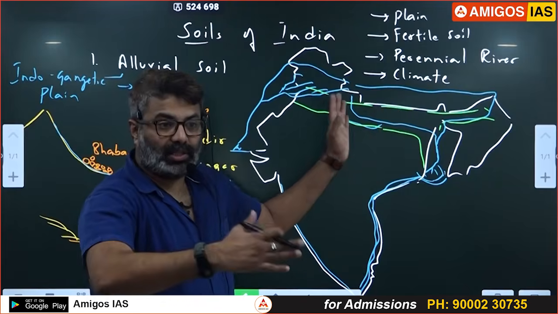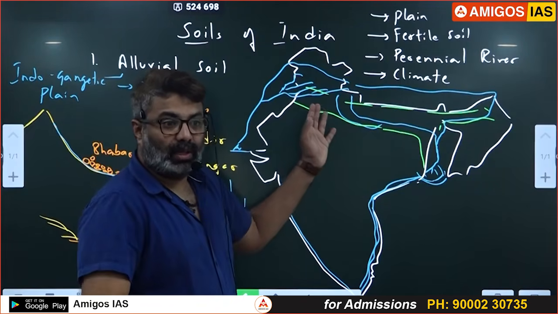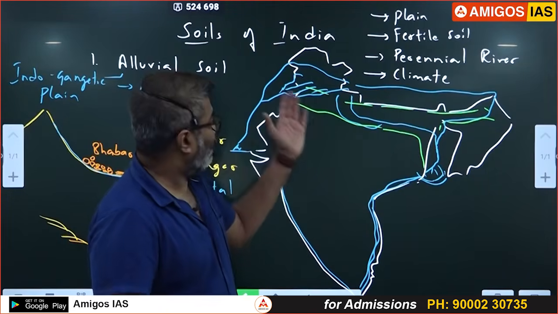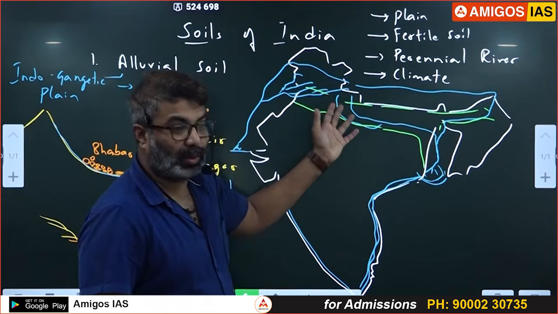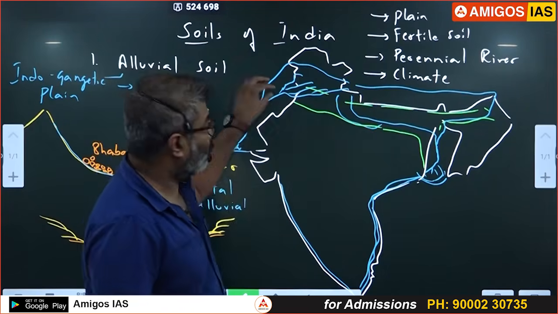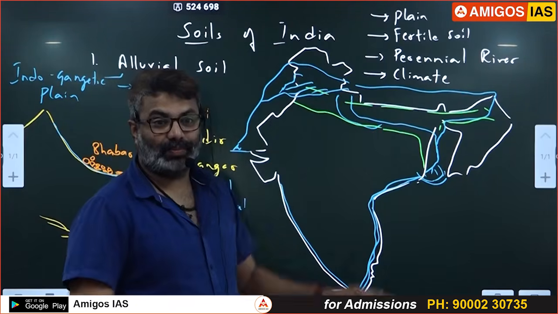Correct? In summer Zaid season, we grow paddy. In Rabi, winter season, we grow wheat. Like that, depending upon the season, we change the crops. But 3 crops per year. So it's one of the most intensely cultivated regions.